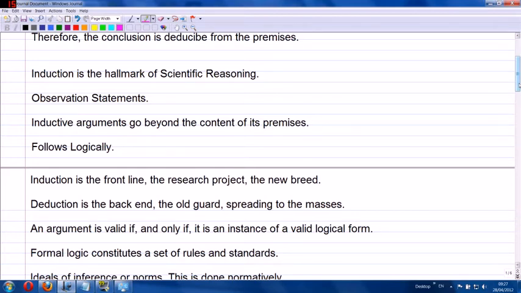Induction is the front line, the research project, the new breed. Deduction is the back end, the old guard spreading to the masses. So in general, this is what happens: all the scientists and the top people, the smartest people, go out there and find out stuff, and when they get older, they decide to use their knowledge to spread it to more people.